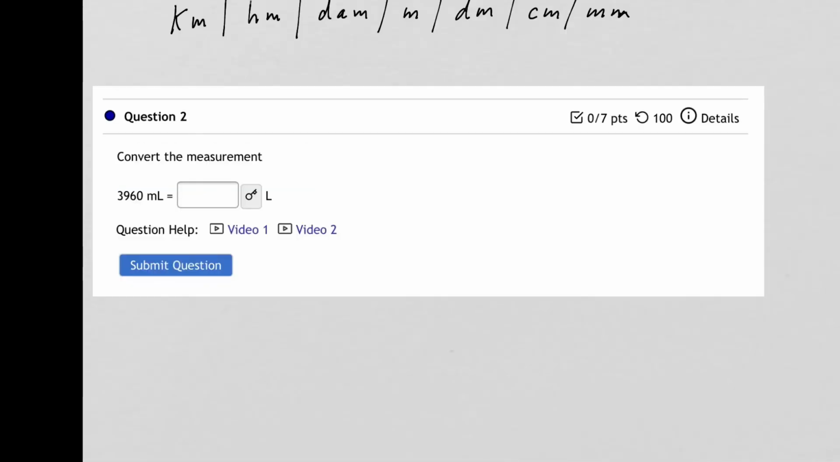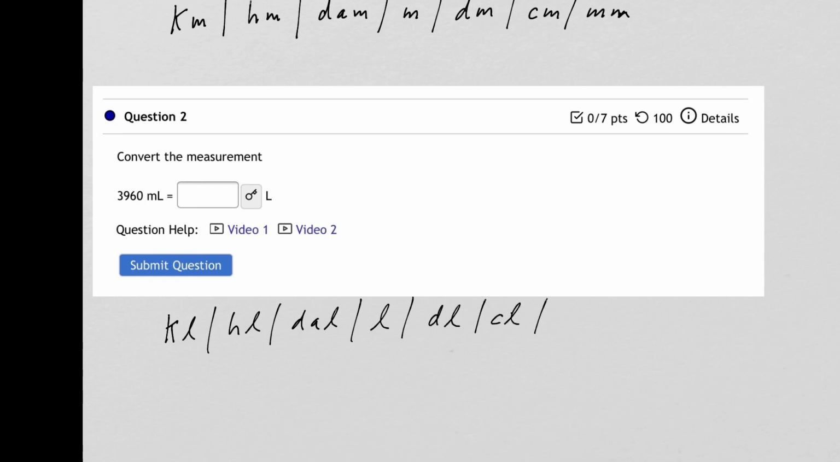Okay, in this question, I want to convert from milliliters to liters. Well, again, I'm within the metric system, right? So now instead of meters, I have liters because it's a volume. So this is just K. Instead of km, it's KL. And then it's HL, and then DAL, right? Decaliters, then liters, then deciliters, centiliters, milliliters. And I can use the quick system again because I'm within the metric system.